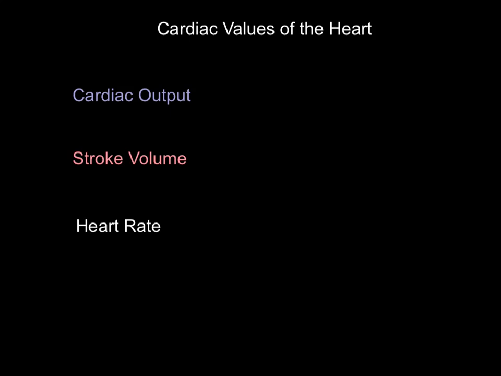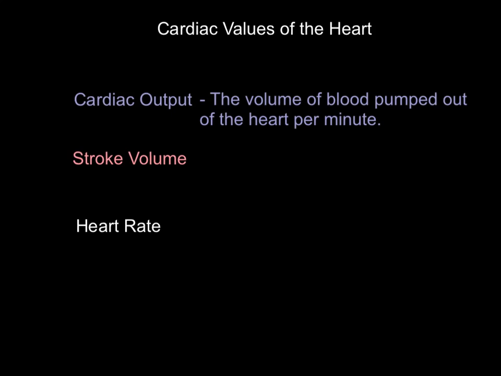Number one is cardiac output. Okay, so what is the definition of cardiac output? And there is the definition there. It is the volume of blood pumped out of the heart per minute. Now that is the key bit there. Volume of blood pumped out of the heart per minute.